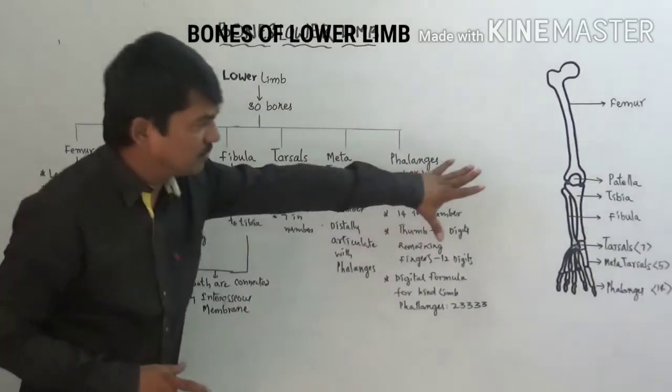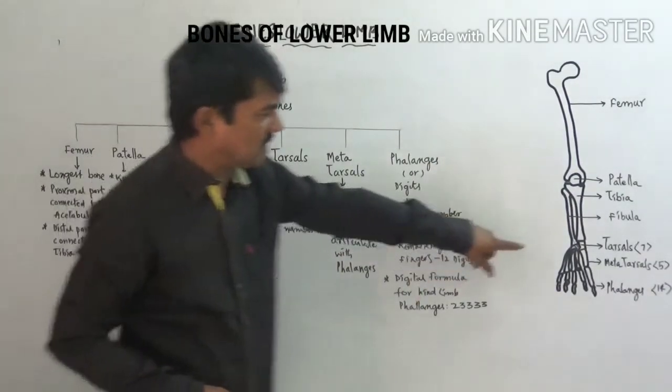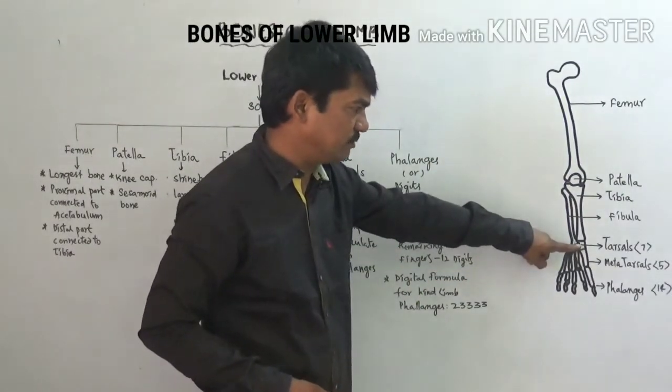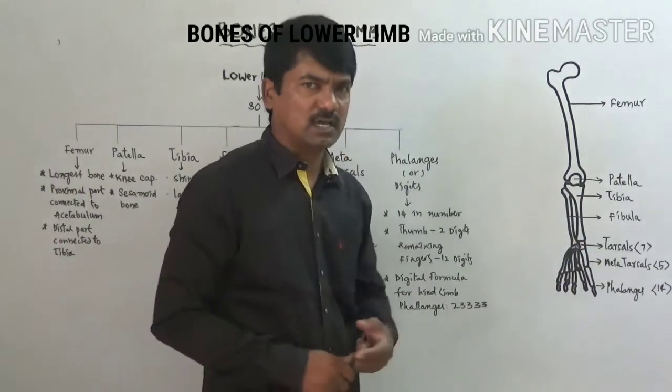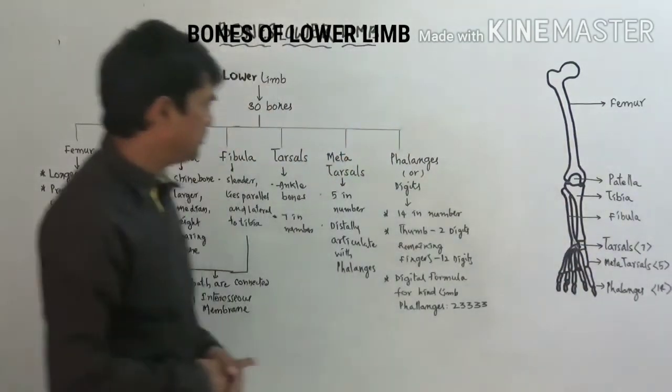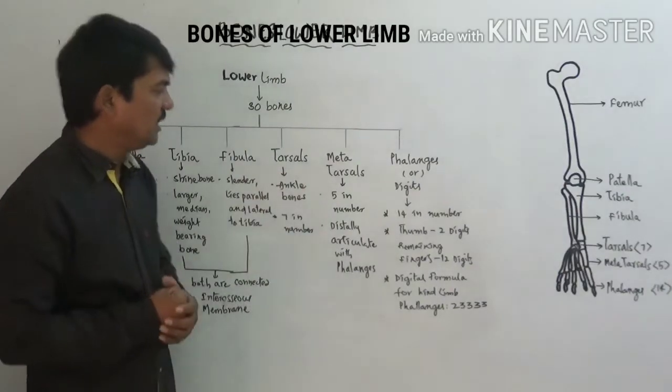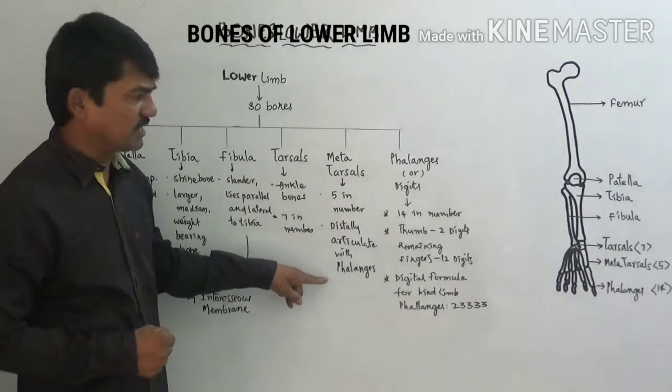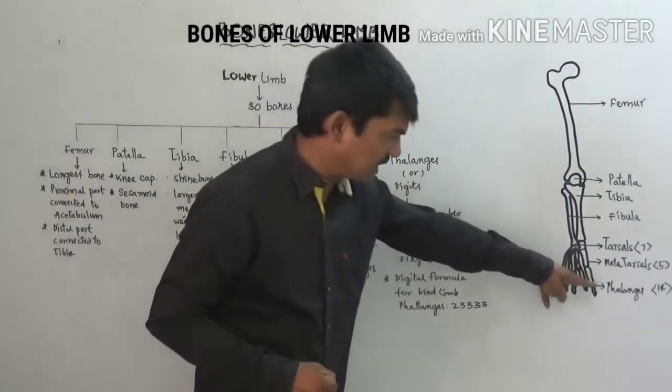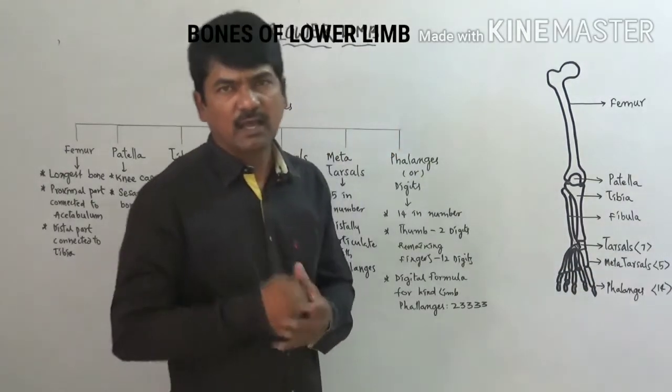We can identify the bones present inside. Here we can identify a total of 7 tarsal bones. They are called tarsals. And just behind that, metatarsals are present. There are 5 of them, and they distally articulate with the phalanges. They are distally connected to the phalanges and articulated with them.